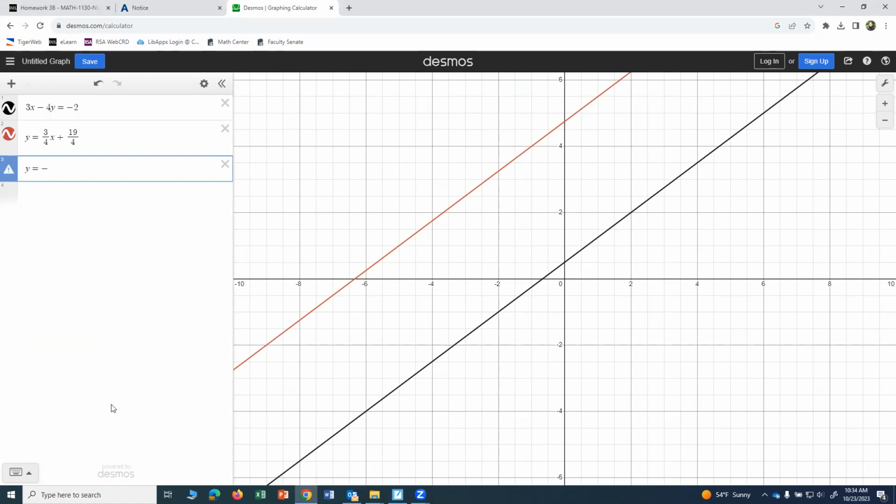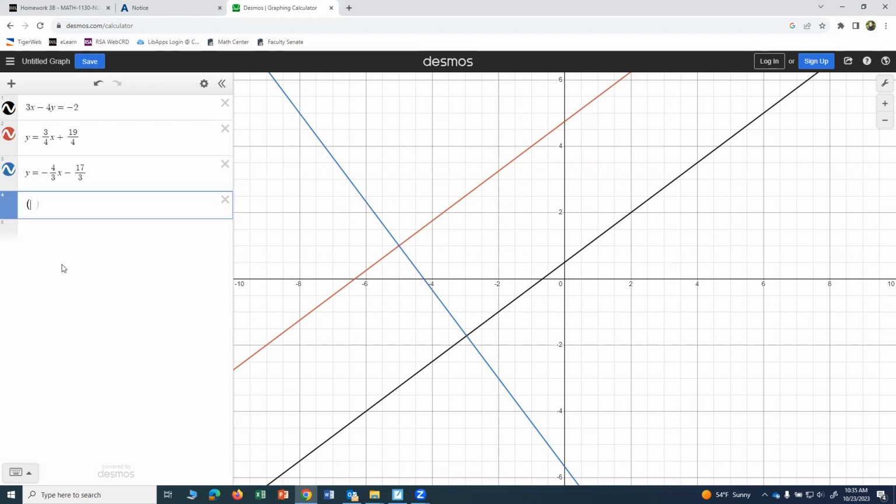Okay, everything is looking great. My original line is in black here. And I can see that the parallel line, y equals 3/4 x plus 19/4, is indeed parallel. It has the same slope. And the perpendicular line looks like it's making a 90 degree angle, which is perfect. So the only thing left to check is, do they go through the correct point? And the point was 1, negative 5.